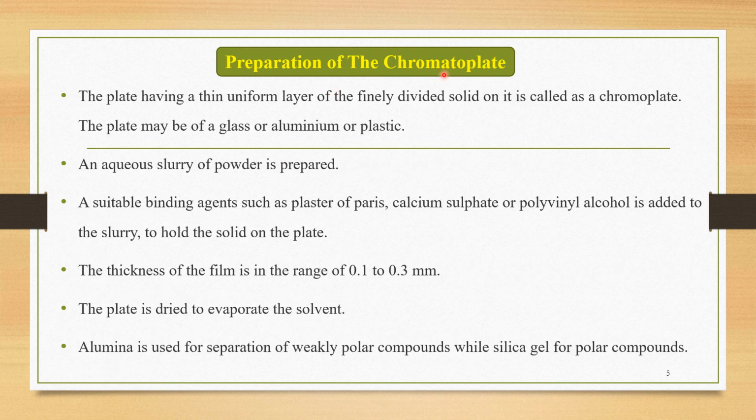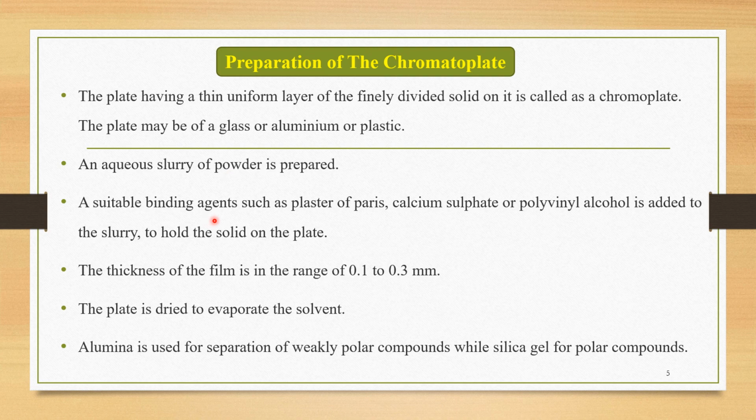Now, how to prepare this chromoplate, that is, the preparation of the chromoplate. The plate having a thin uniform layer of the finely divided solid on it is called the chromoplate. So this chromoplate is nothing but a plate in which a thin uniform layer of the finely divided solid is there, especially on a glass plate. The plate may be of glass or aluminum or plastic. An aqueous slurry or powder is prepared. So in order to form the chromoplate, the first step is formation of the aqueous slurry of the powder.